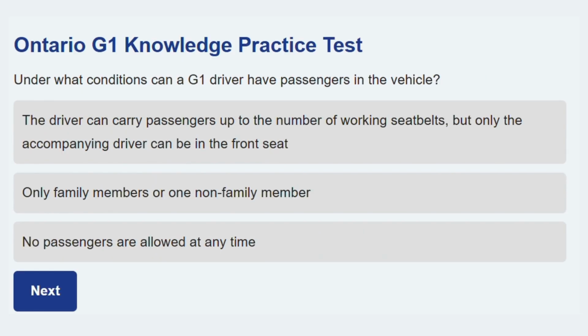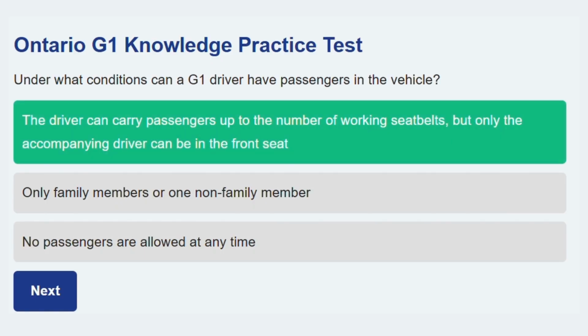Time for the next question. Under what conditions can a G1 driver have passengers in the vehicle? The driver can carry passengers up to the number of working seatbelts, but only the accompanying driver can be in the front seat. Only the licensed accompanying driver is allowed in the front passenger seat.